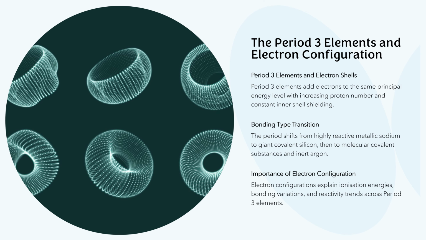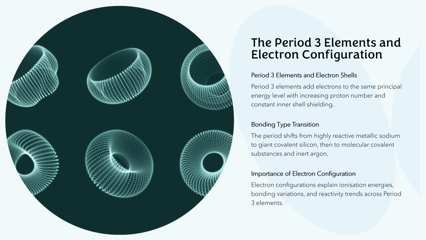Sodium begins the period with a single electron in the 3s subshell, making it highly reactive and metallic. Magnesium and aluminium also have electrons in the 3s subshell, but increasing nuclear charge leads to stronger attraction between the nucleus and delocalized electrons. Silicon marks a major change, as it forms a giant covalent structure rather than metallic bonding.